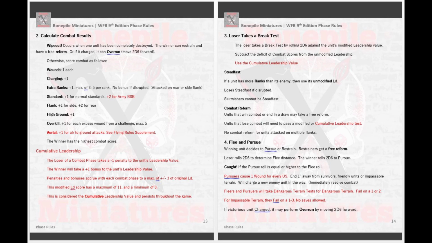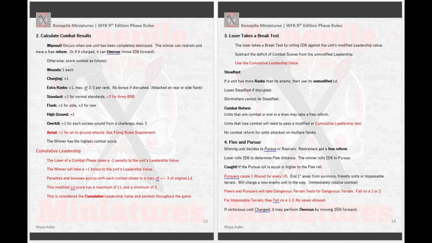And this rule really adds a new dimension to the game, and it brings extra rewards and consequences for battlefield success and failure. And you will see this rule used a lot during our battle reports. So the next section to talk about is the break test. And of course there's a note here to make sure that you use the cumulative leadership to make break tests with. And now we are using the same steadfast rules as the 8th edition. And we have toyed with alternative steadfast rules, but ultimately we settled with using the original 8th edition version of it. So combat reforms also use the same cumulative leadership value.